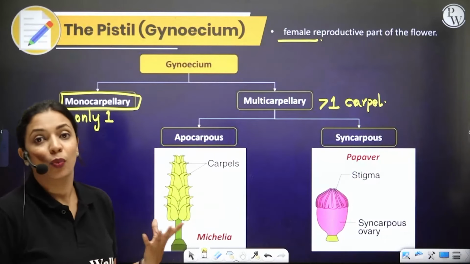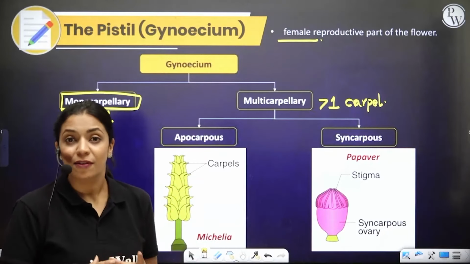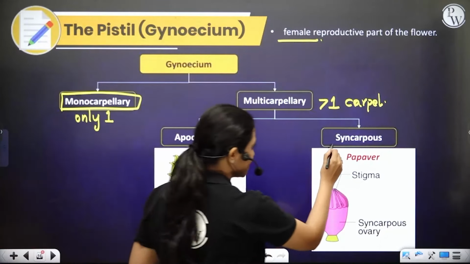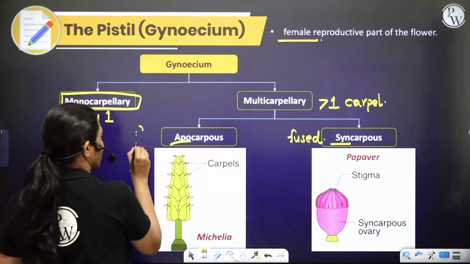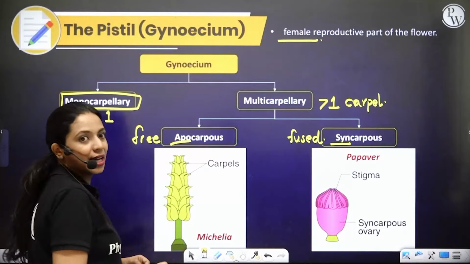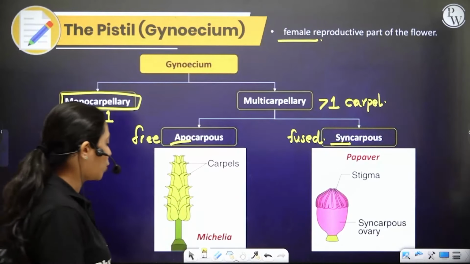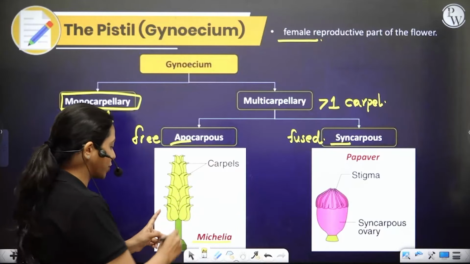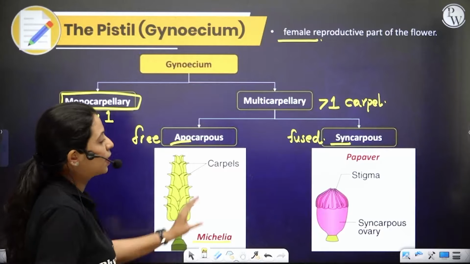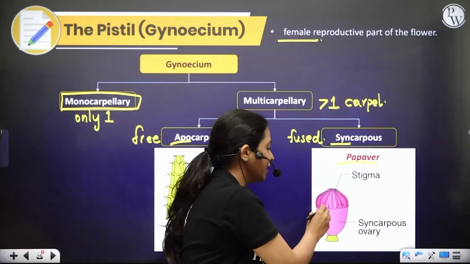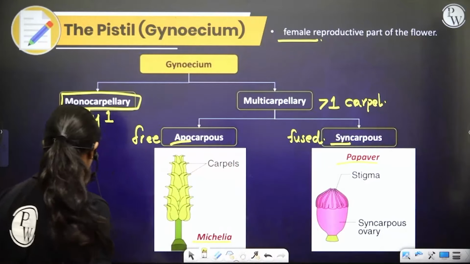When there is more than one carpel, it may be fused or it may be free. If the carpels are fused, we say that it is syncarpous. If the carpels are not fused, if they are free, we say it is apocarpous. There are examples given to you in NCERT. An example for apocarpous is Michelia, where you can see there are so many carpels, 1, 2, 3, 4, 5, 6, that are not fused, they are free. If you consider Papaver, there are more than one carpel but they are fused. So it is a syncarpous condition.